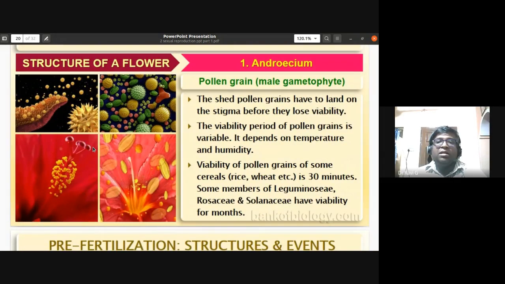So let's discuss this pollen grain, the male gametophyte. The liberated pollen grains have to fall on the stigma. If they don't fall on the stigma, they become non-viable.